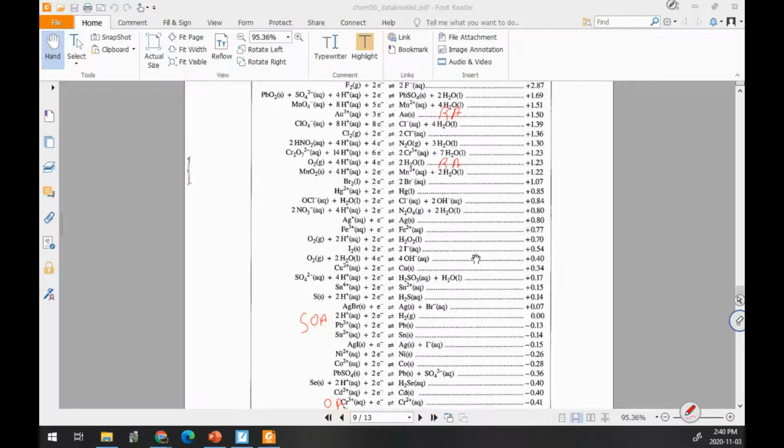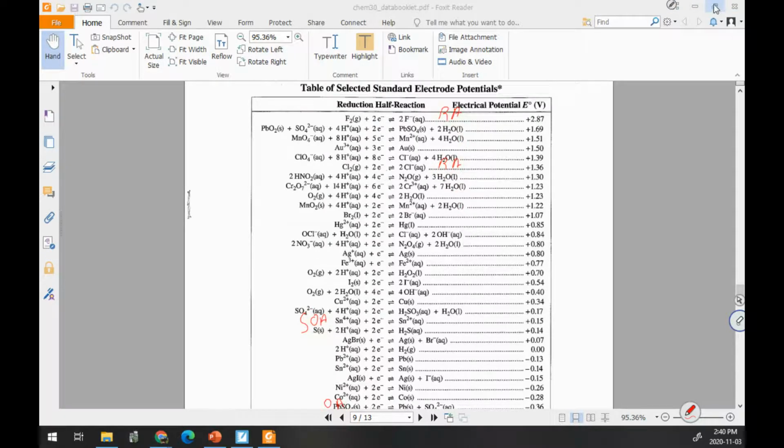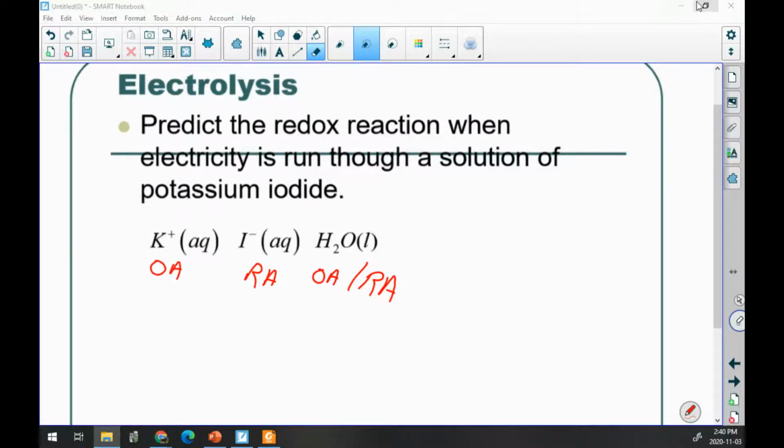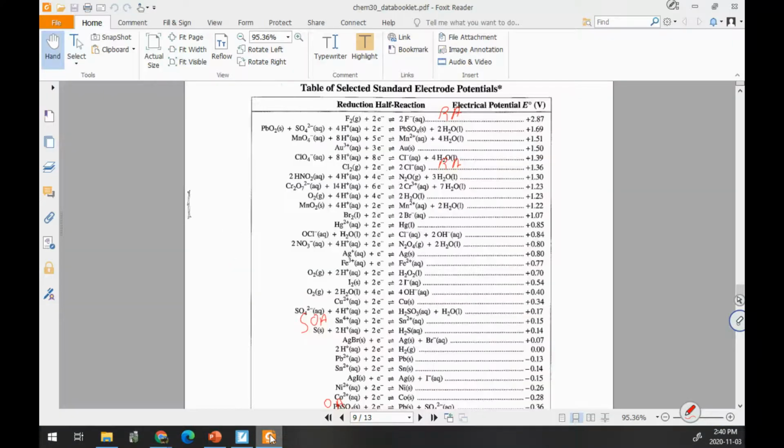Okay, so the water is the strongest oxidizing agent. The iodide is the strongest reducing agent. Now, off the top of my head, I don't remember what that reaction is.